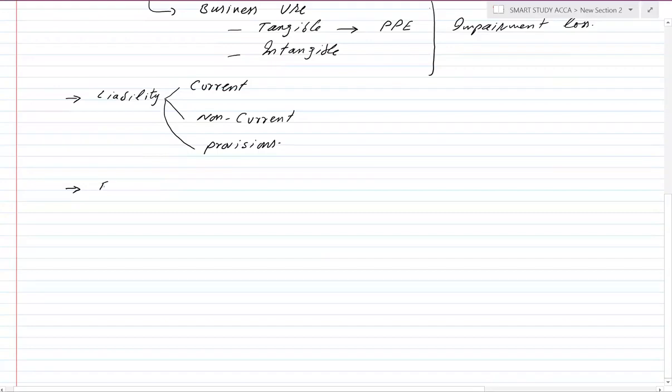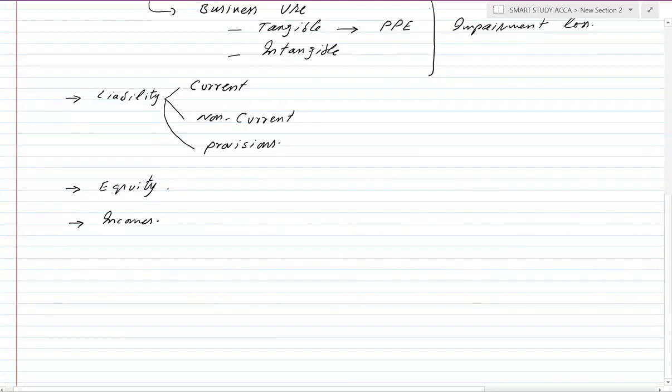And the last section is the equity section. Liability towards shareholders. So anything which we need to owe to shareholders is called equity section, and we will cover the equity section in financial instruments and other topics as well. After that, we will cover incomes.